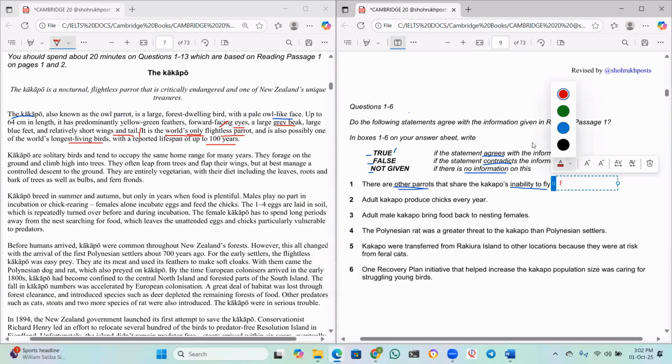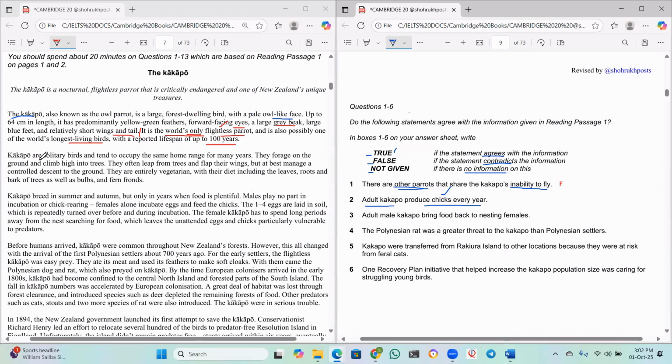Let me change this one. Next, adult kakapo produce chicks every year. He says they produce chicks every year, so we have to look for something related to reproduction, chicks, and all this. Let us read further.